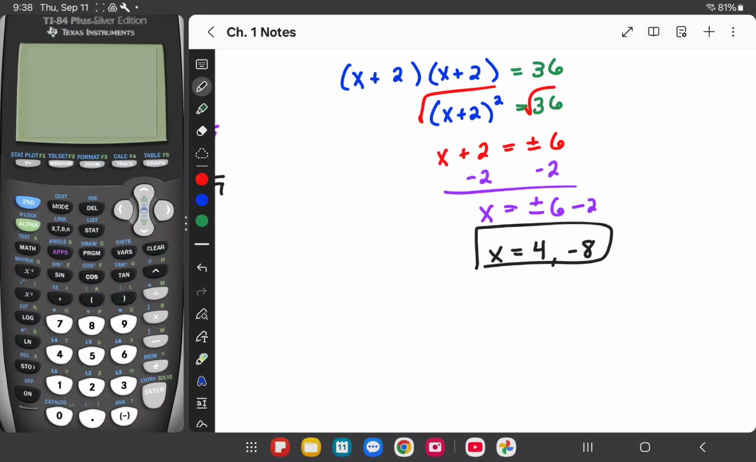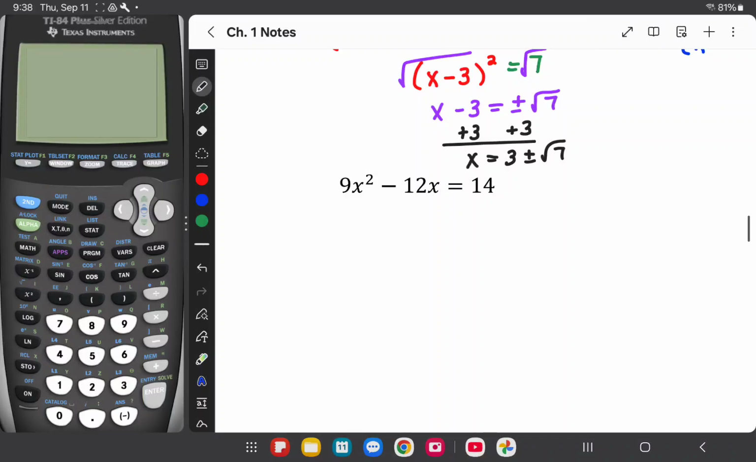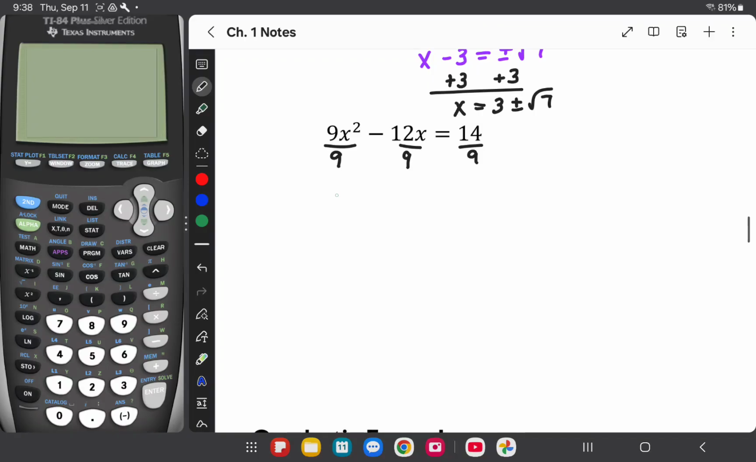Okay, let's go ahead and see one more example. Let's see what happens when we have a number in front of x squared. The easiest thing typically to do is to divide by that number across my entire equation. So if I have a 9 in front of x squared, I'm going to go through and divide everything in my equation by 9. That's going to give me x squared minus 4/3 x is equal to 14/9.